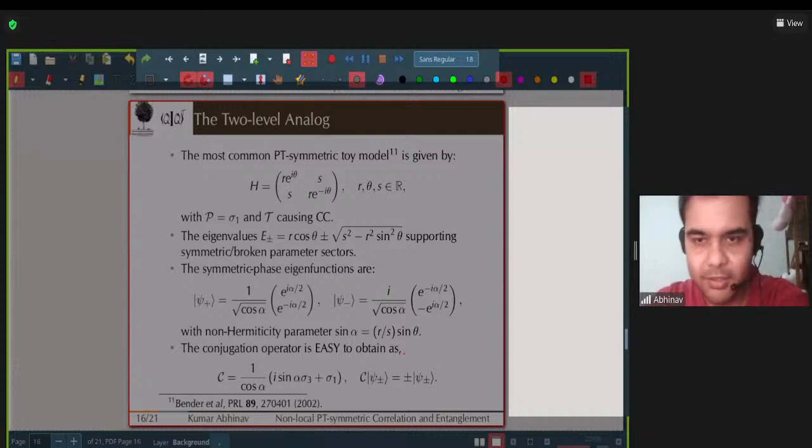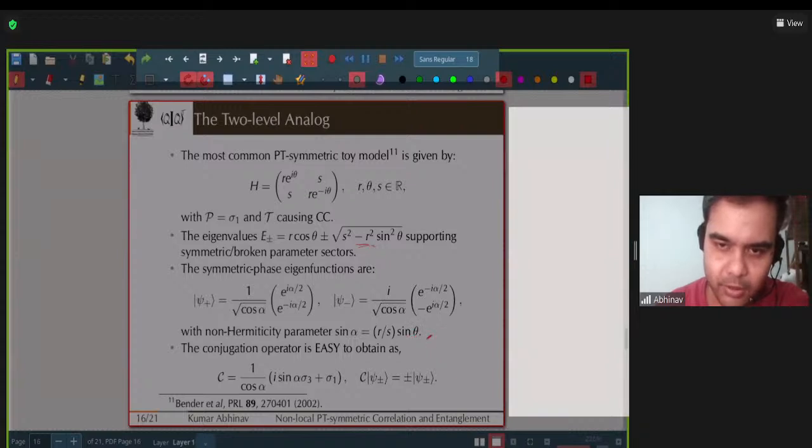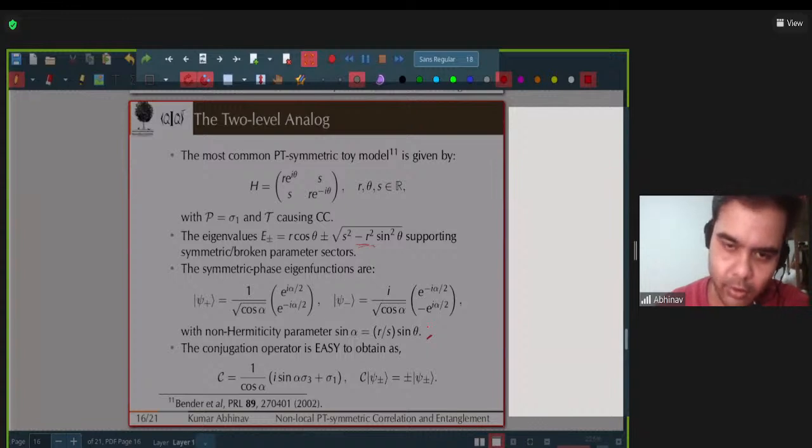Now, just one example: let's go back to the simplest example of a PT symmetric system that people use very commonly, the two-level system given by this Hamiltonian. There you can see the energy eigenvalues have a square root part, so they can result in complex eigenvalues. The states are like this, and this alpha is a parameter defined in terms of the earlier parameters, which are real. For these two eigenstates, to define a real norm, you can construct the charge conjugation operator, which is easier to construct for two-level systems.